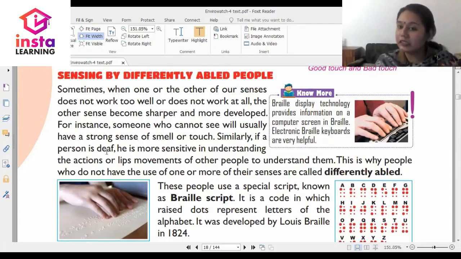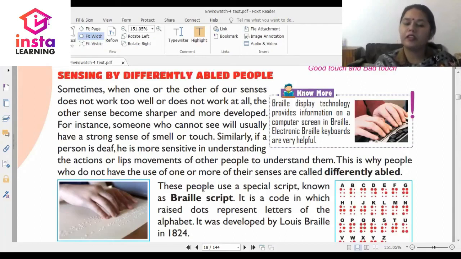Similarly, if a person is deaf, the person cannot hear, he is more sensitive in understanding the actions or lip movements of other people to understand them. For people who cannot hear, there are special trainings conducted so that through lip movement they can understand what the other person is saying. Their ears do not function properly, but imagine they are able to read someone's lips. This is why people who do not have the use of one or more of their senses are called differently abled.